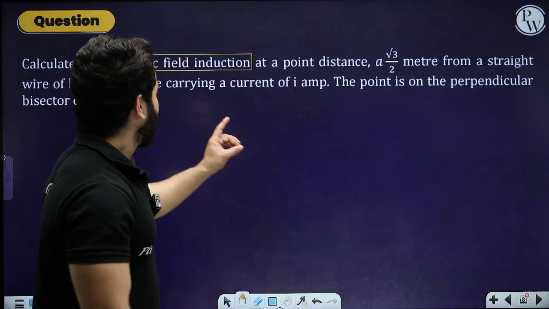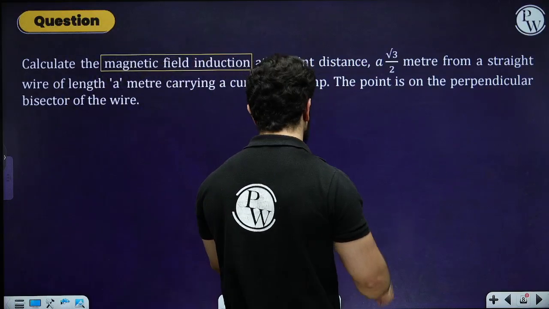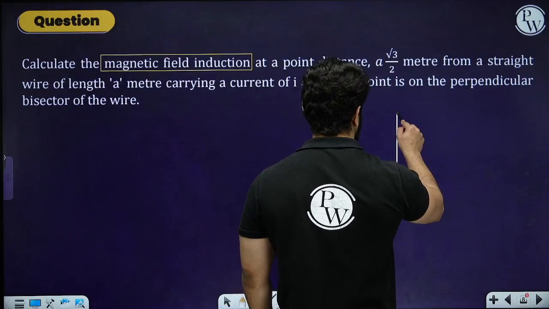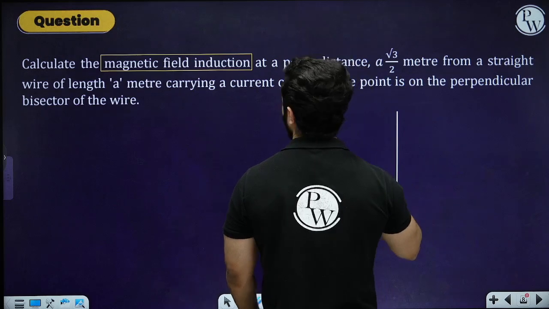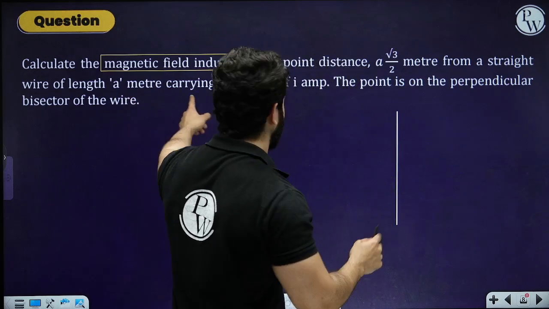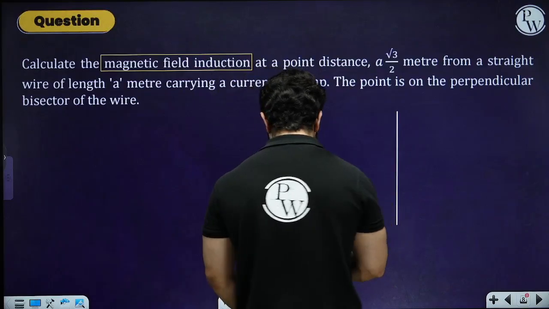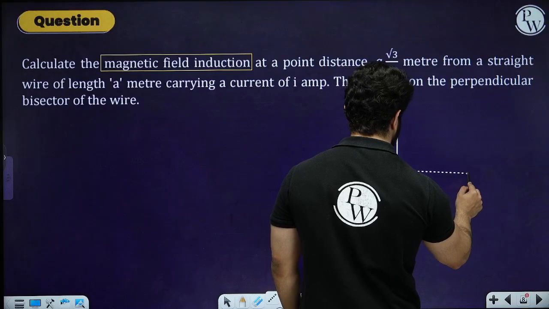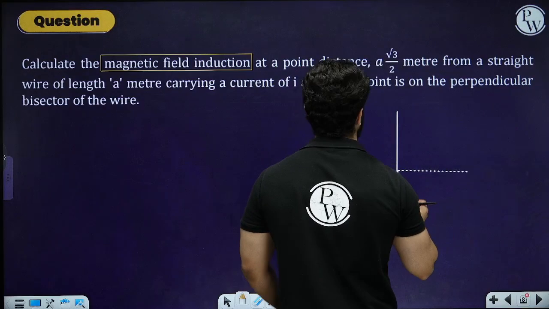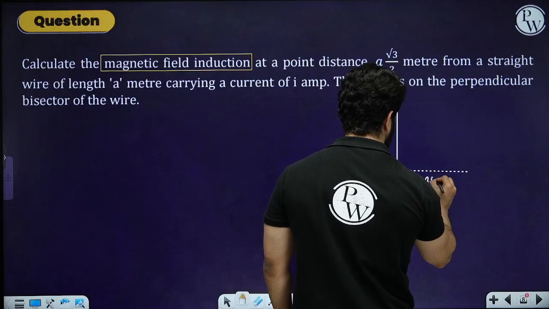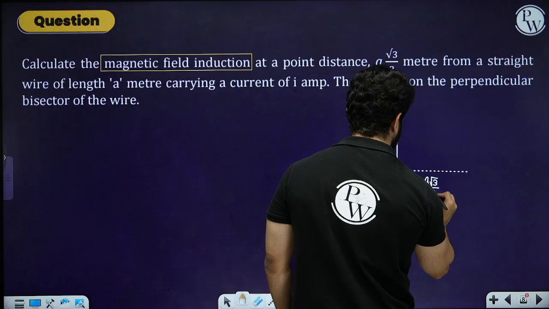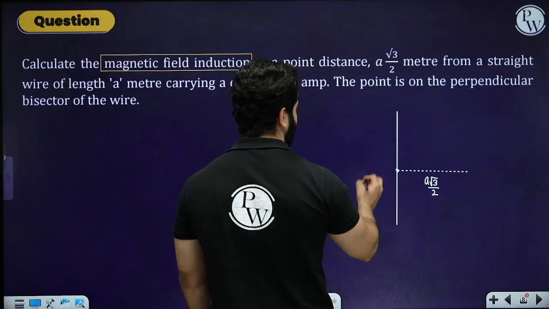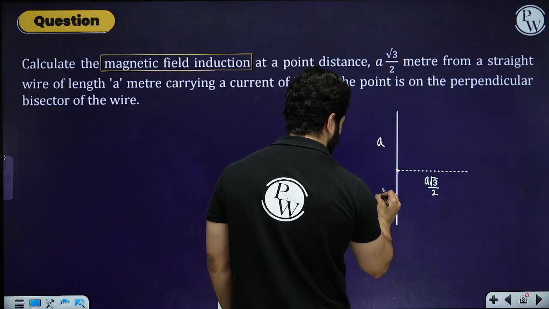At a point distance a root 3 by 2, so that means you have got a current carrying wire of length a, you know what the length is, and the point is at a distance of a root 3 by 2. So the point is on the perpendicular bisector, that means this is a, this is a, right?